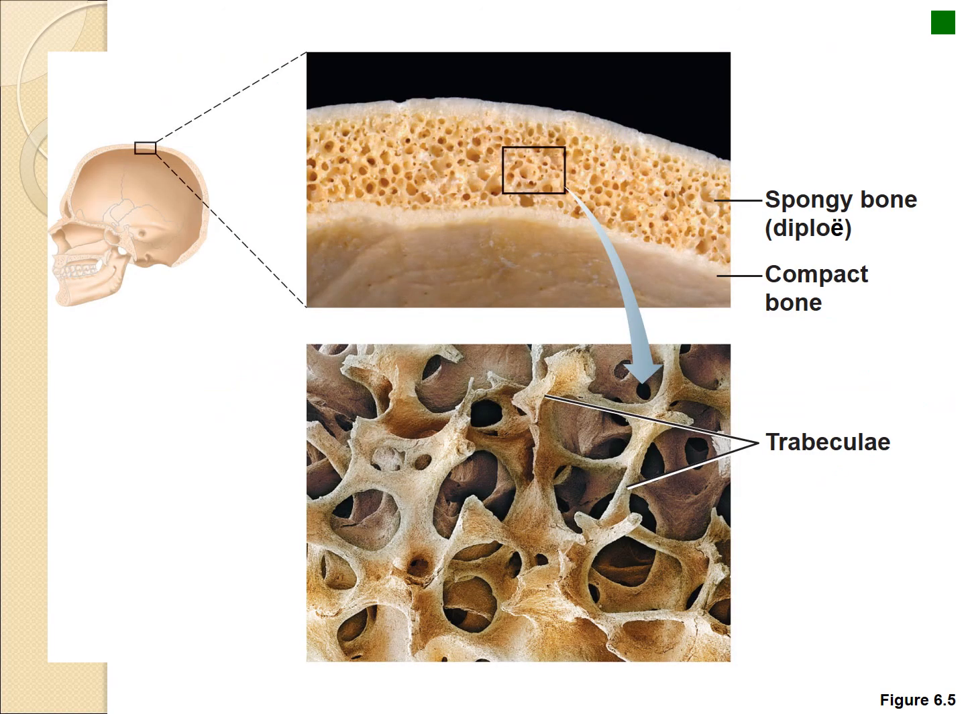So here's a typical flat bone. There's your diploe, or your spongy area. Okay, there's your spongy area. And in here, you will find marrow. Not all the time, but marrow.